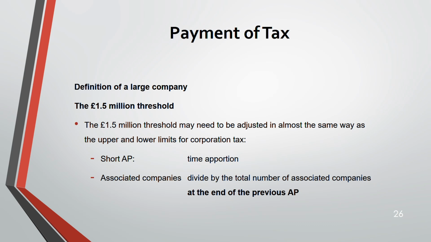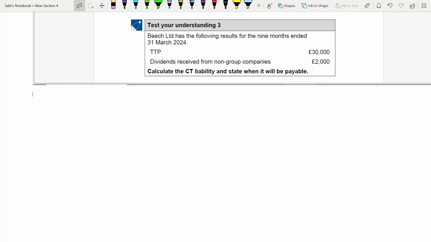Now let us do a question. Test your understanding 3. Calculate the CT liability and state when it will be payable. That means corporation tax liability and when it will be payable. So you have been given a period of 9 months ending 31st March 2024. TTP is 30, dividends received from non-group companies is 2,000.